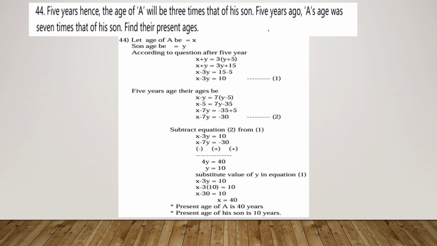Question number 44. 5 years hence, the age of A will be 3 times that of his son. 5 years ago, A's age was 7 times that of his son. Find their present age. So here the ages of two persons are given, that is of the son and his father. So the age of A can be taken as x and the age of the son can be taken as y. According to the question, after 5 years, x plus 5 is equal to 3 into y plus 5. If you solve, you will get x minus 3y is equal to 10 as equation 1.